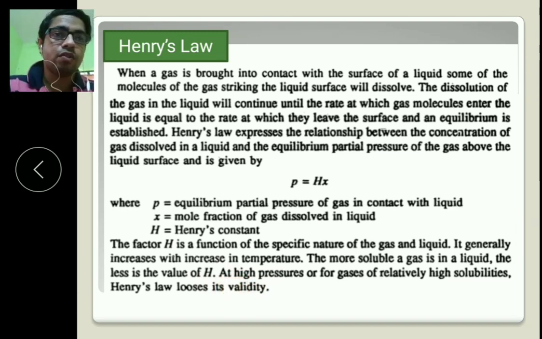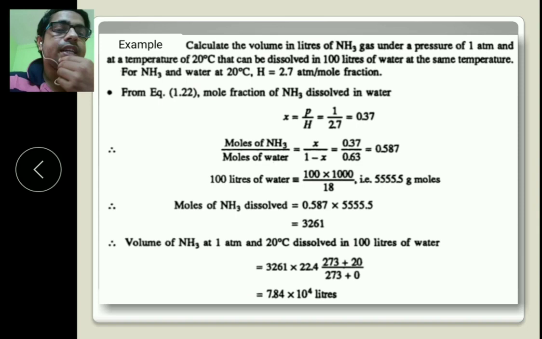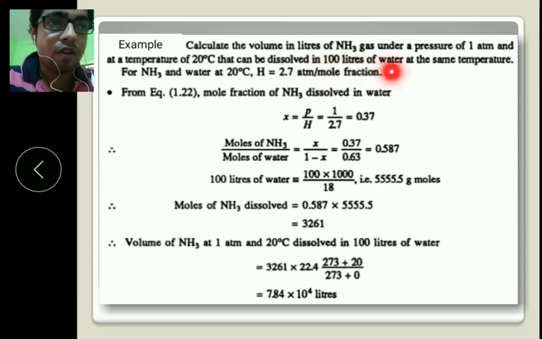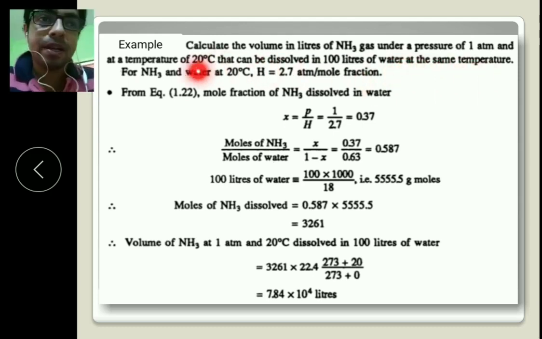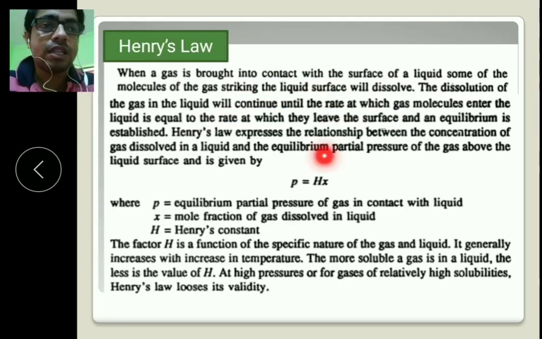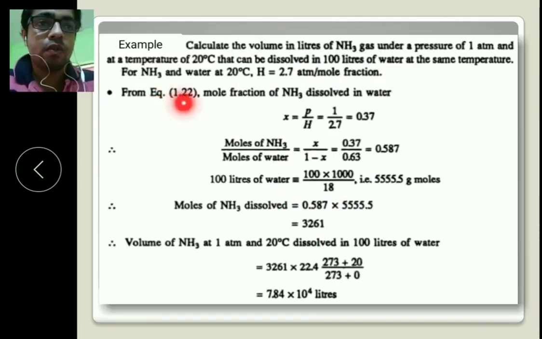Okay, we are going to the next page. We are taking an example. Calculate the volume in liters of ammonia gas under a pressure of 1 atmosphere and temperature of 20 degrees centigrade that can be dissolved in 100 liters of water. See, 100 liters of water, right? The temperature is the same for ammonia and water. H is given from this equation, it is given as 27.